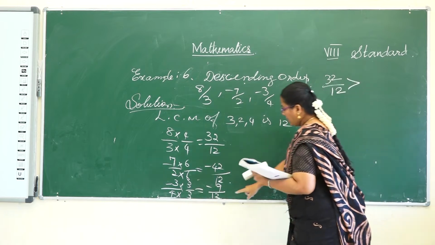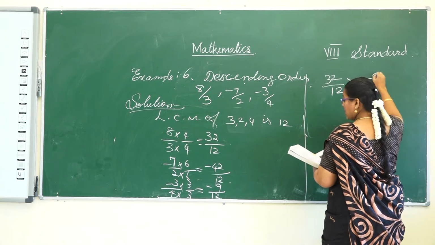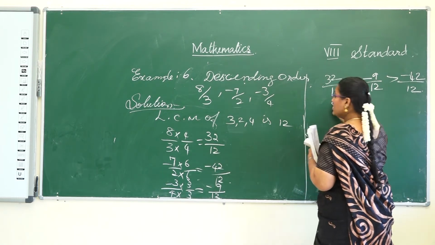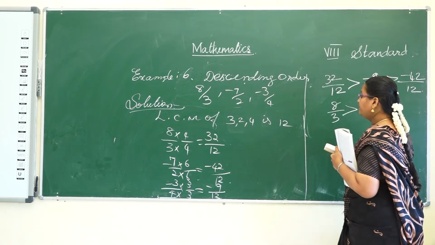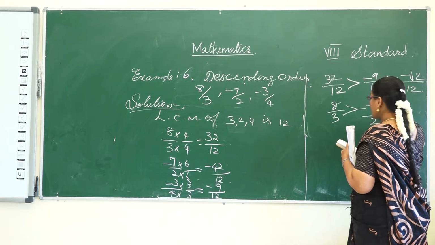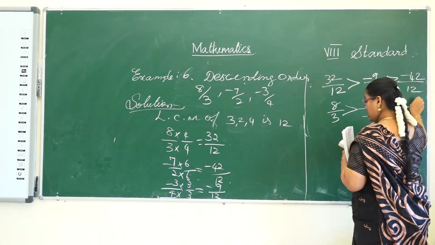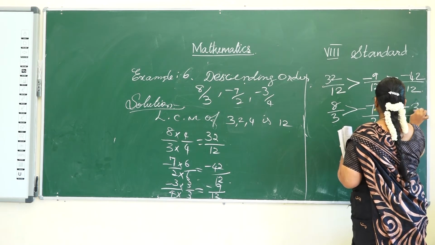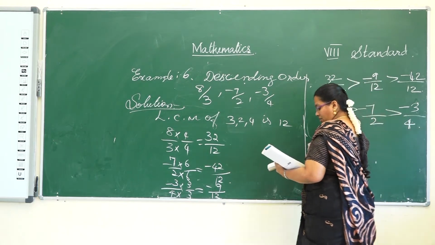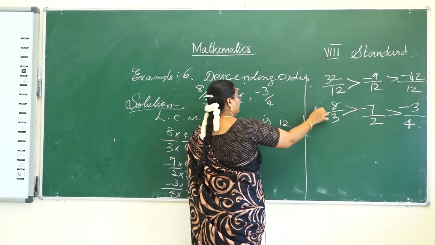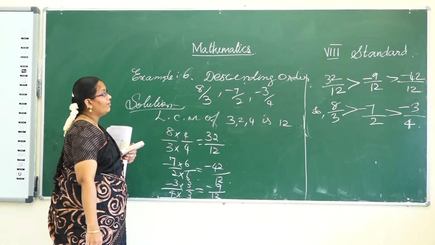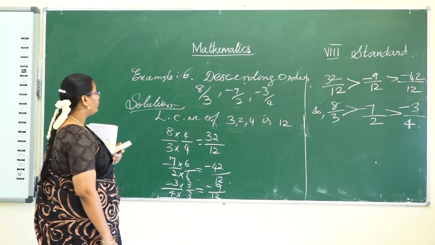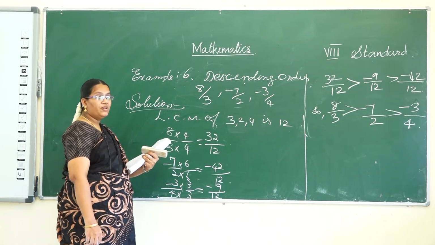And the next greatest value was minus 9 by 12. So, its original values: the original value was 8 by 3 is greater than minus 7 by 2 is greater than minus 3 by 4. So, the descending order of the given rational numbers is 8 by 3 is greater than minus 7 by 2 is greater than minus 3 by 4. Okay. I hope you understand example 5 and 6.